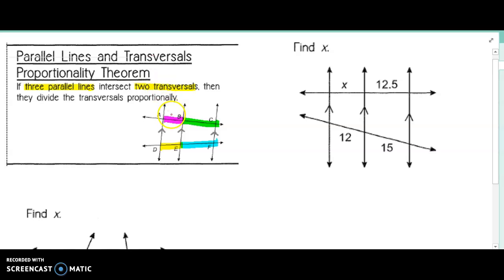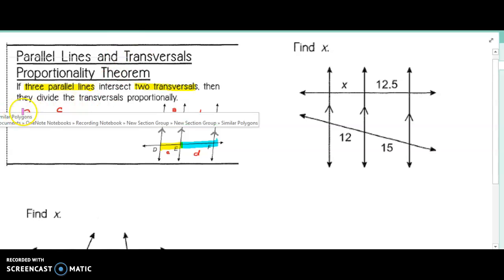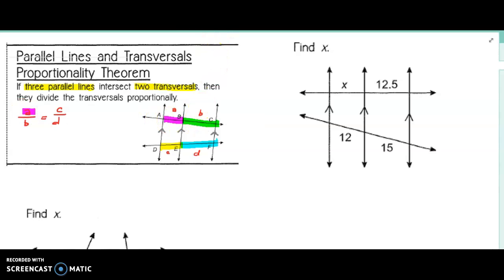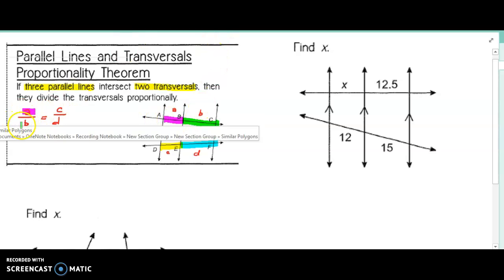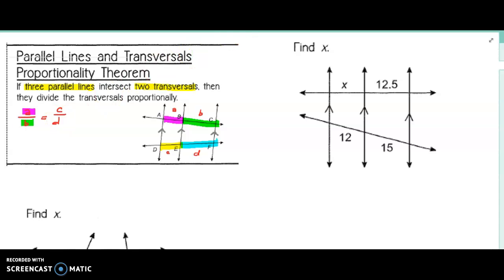Okay, and then if I let this color be A, this be B, this be C, this be D, my proportion that I would set up is A over B equals C over D. And if I go ahead and highlight, my A is purple, my B is green, C is yellow, and my D is blue.